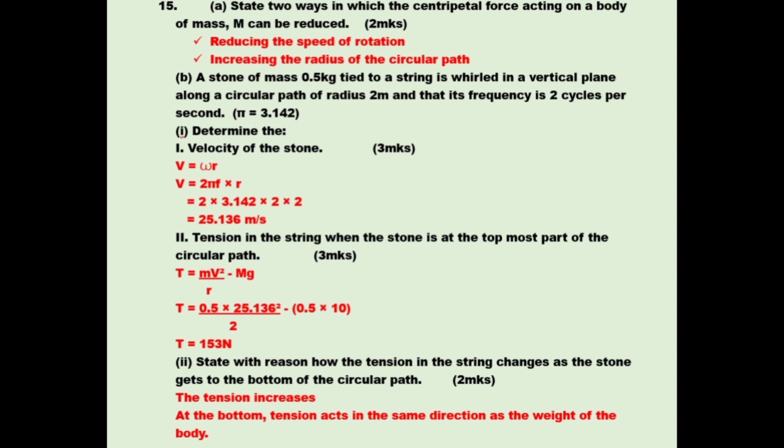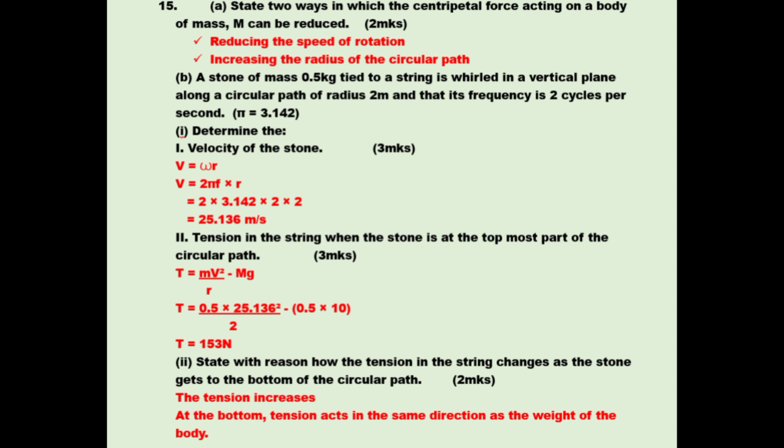We know linear velocity is given by omega r. V equals omega r. But because we do not have omega and we have pi and frequency, omega is 2 pi f. That means 2 pi f times radius. Then you replace the values: 2 times 3.142 times frequency, which is 2 cycles per second, times the radius, which is 2 meters. Then you get the answer, 25.136 meters per second.